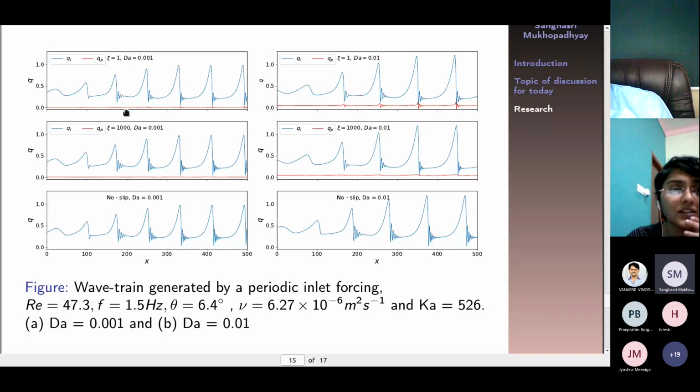So we can see that this QP, the red line, is basically the flow rate in the porous medium. So the flow rate in the porous medium is always less when you have a matrix, the porous medium, which behaves like almost a rigid wall. So that's why the mean permeability is less. Whereas we have an effective good amount of flow rate when the Darcy number is high.